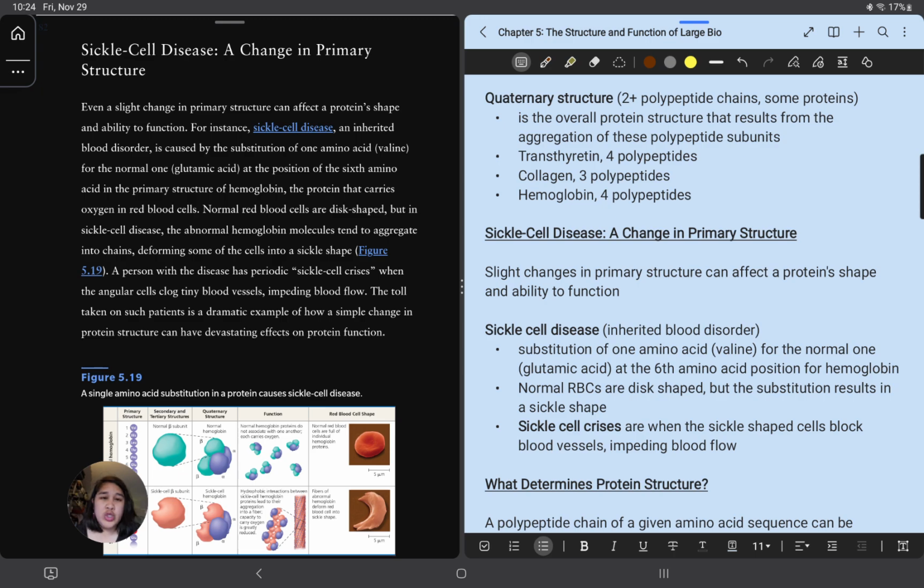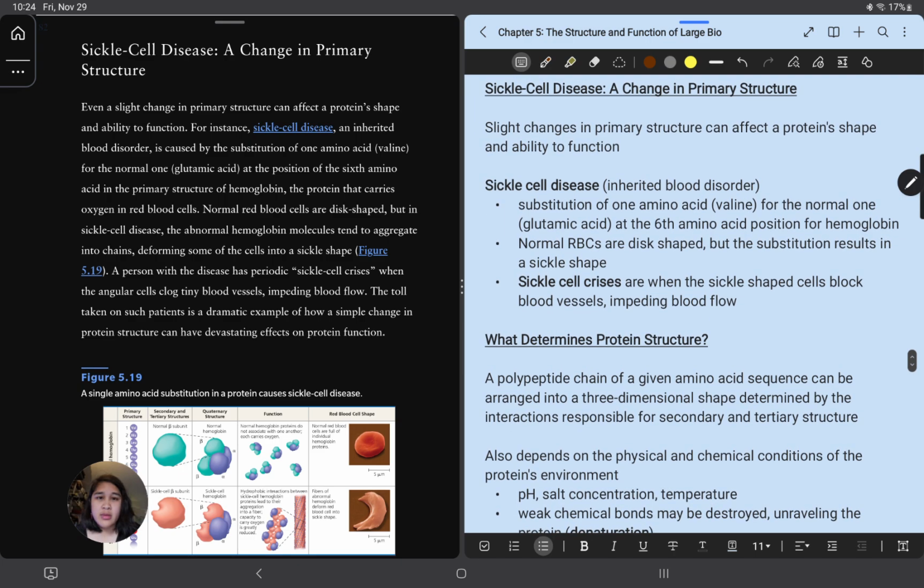Quaternary structure, 2+ polypeptide chains, some proteins. This is the overall protein structure that results from the aggregation of these polypeptide subunits. Transthyretin has 4 polypeptides, collagen has 3 polypeptides, and hemoglobin has 4 polypeptides. Okay.